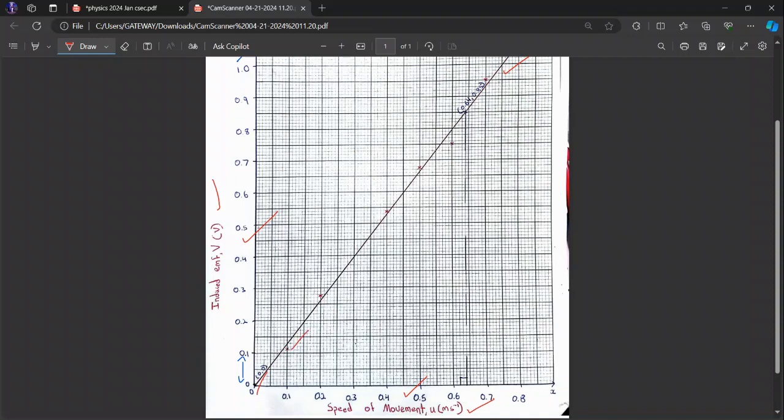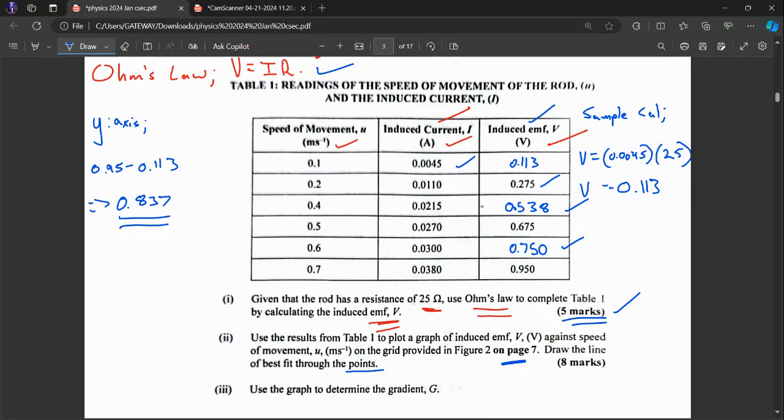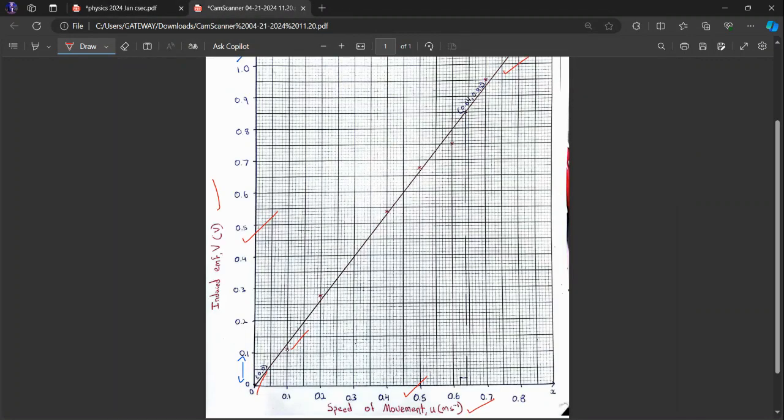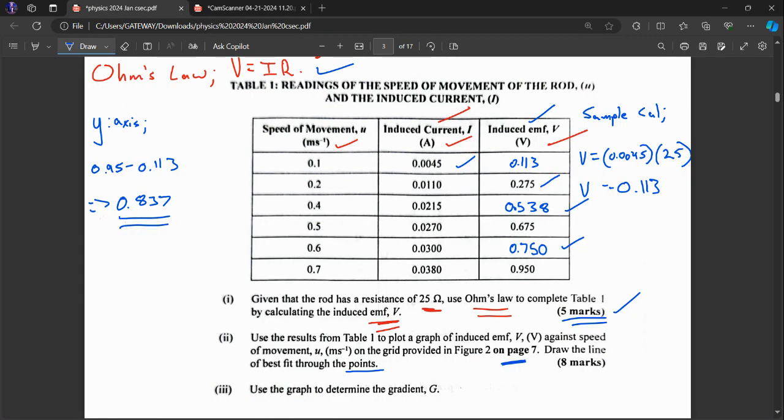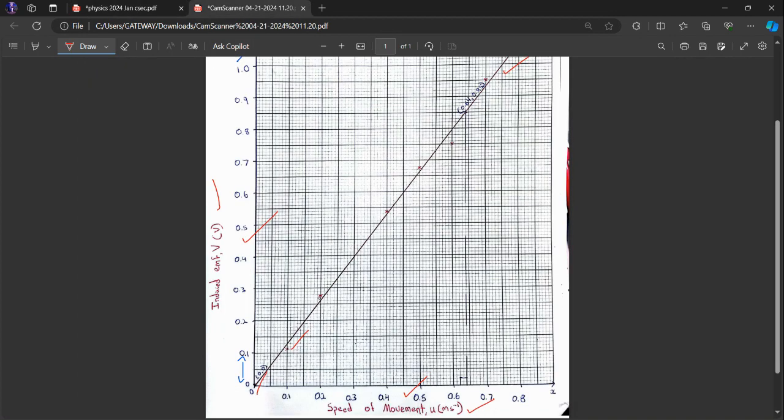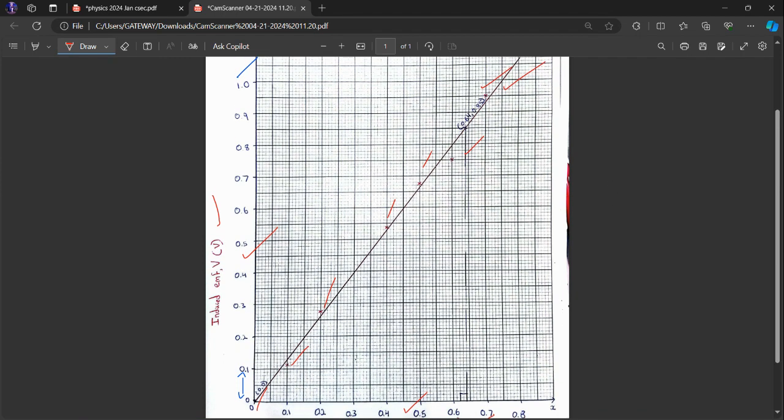So this one is 0.1, 0.11, I believe. Let's see. 0.113. But I plotted, well, you don't have it to 3 decimal places. You could get it to 2 decimal places here. Next one is 0.2, 0.275, 0.26765, like that. Right? So I know all these points are correct, so you get marks for your points as well.